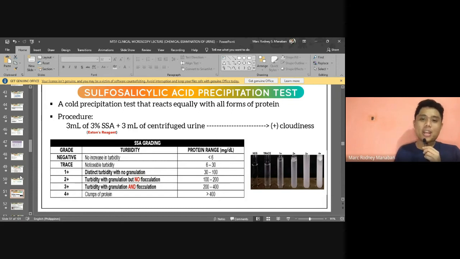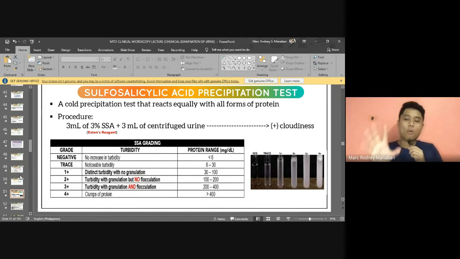So the procedure: 3 ml of your 3% sulfosalicylic acid, SSA, plus 3 ml of centrifuged urine, and then let it stand for a few minutes, and then you observe for cloudiness. I forgot the procedure, I think 15 minutes or overnight? I'll check, but I think it's a few minutes. All right? And then you observe for the cloudiness. Now, what is the grading? Negative is, of course, no increase in turbidity. Trace is noticeable turbidity.